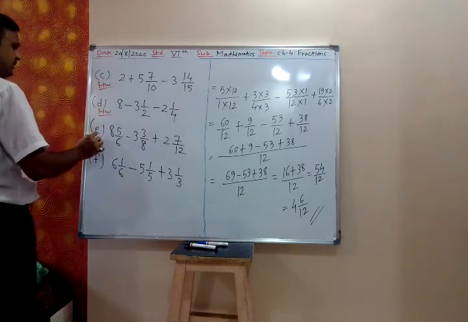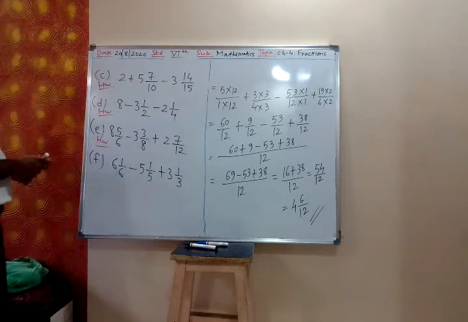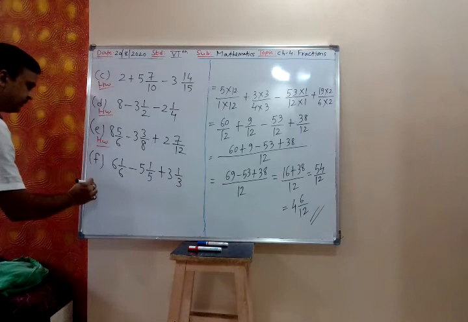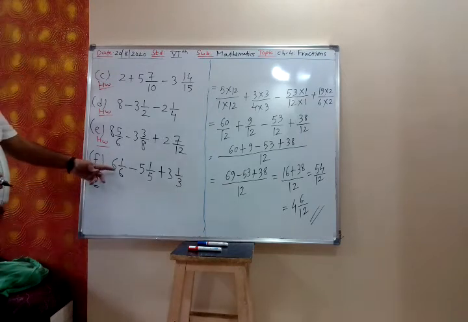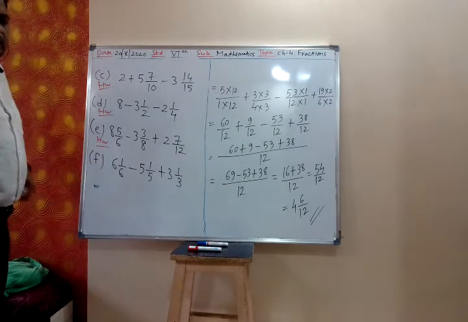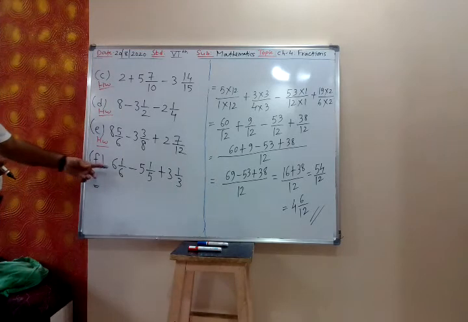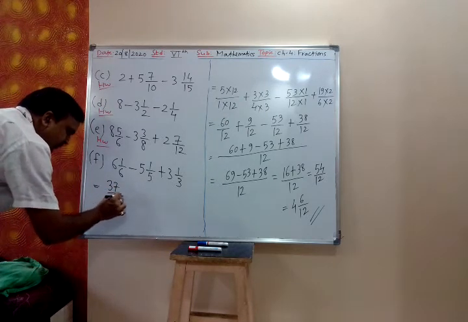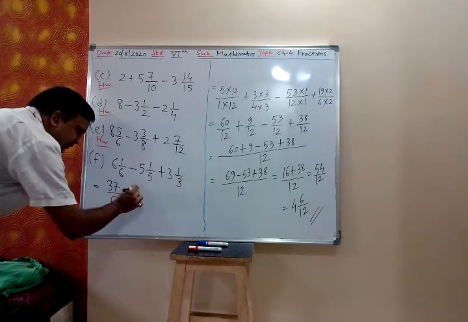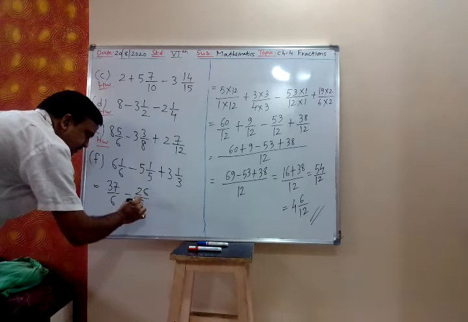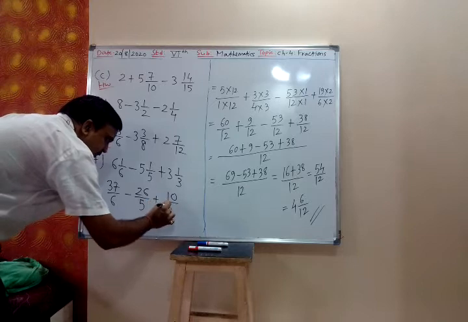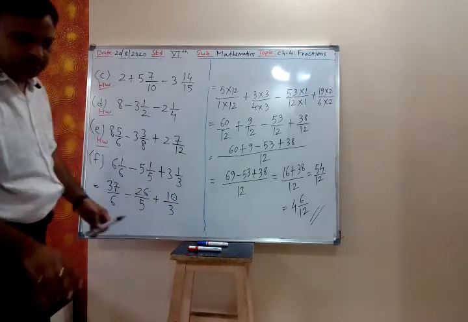C, D, E I am giving as homework. F I will do. Let me do one more. F is given in the mixed fraction. So first you convert them into improper fractions. 6 sixes are 36 plus 1, 37 by 6, minus 5 fives are 25 plus 1, 26 by 5, plus 3 threes are 9 plus 1, 10 by 3. So they have been converted into improper fractions.